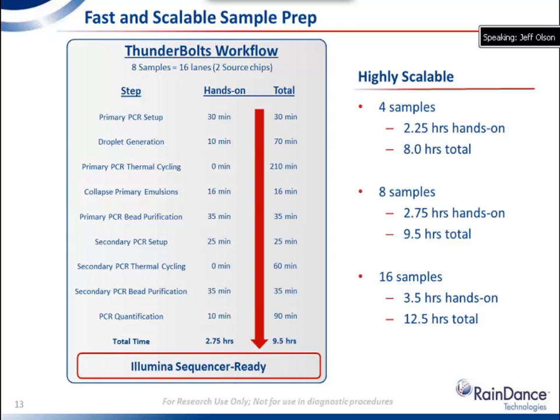This slide shows the workflow and the hands-on and total time for the ThunderBolts Cancer Panel for processing 8 samples. Your first step is just the generation of your primary PCR reaction. It takes about 30 minutes for hands-on and total time.